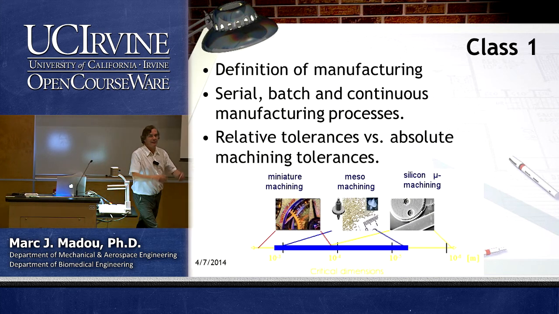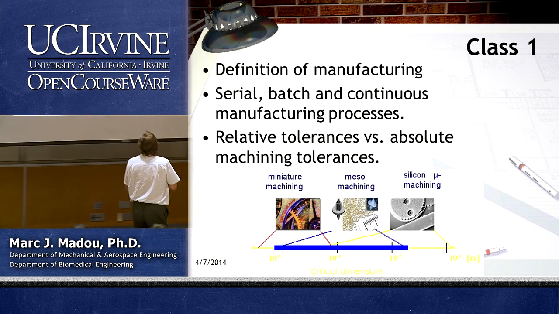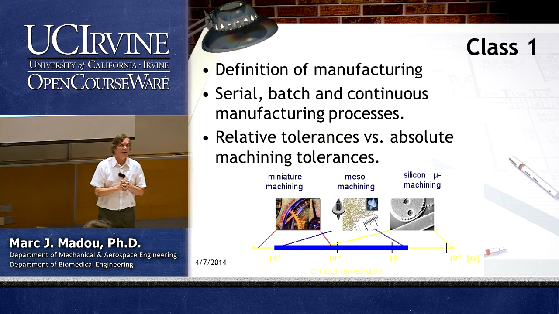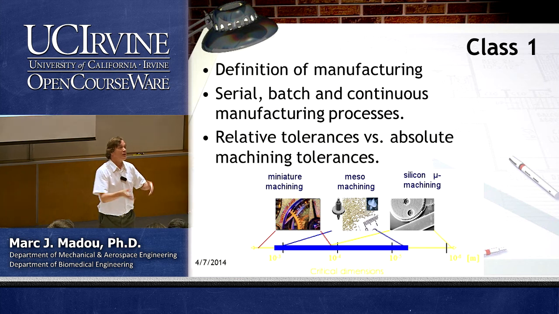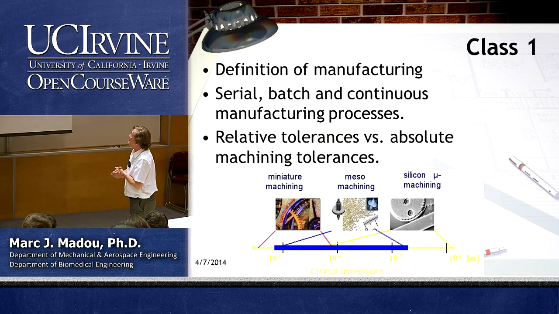And now finally, class 1. So many introductions, right? So in class 1, we will give you a definition of manufacturing. We're going to make it very easy. We're going to go to Wikipedia. Pretty much everyone does that, right? We're going to see what Wikipedia tells us manufacturing is. And then the difference between batch and continuous manufacturing processes, and the difference between relative versus absolute machining tolerances.